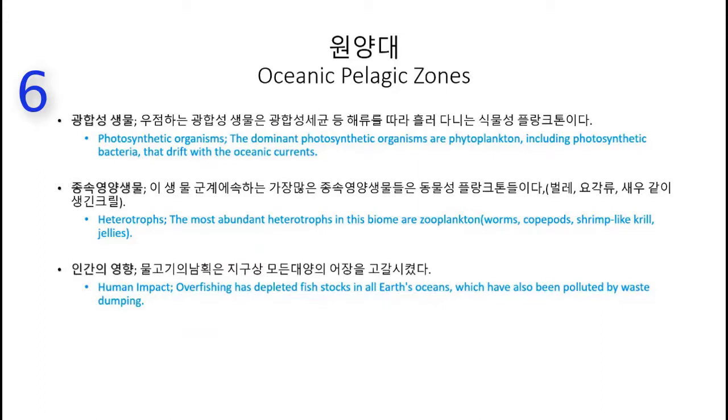Photosynthetic organisms. The dominant photosynthetic organisms are phytoplankton, including photosynthetic bacteria that drift with the ocean currents. Heterotrophs. The most abundant heterotrophs in this biome are zooplankton. These protists, worms, copepods, shrimp-like krill, jellies, and small larvae of invertebrates and fishes graze on photosynthetic plankton. Human impact. Overfishing has depleted fish stocks in all Earth's oceans. Marine life has also been harmed by pollution, ocean acidification, plastic pollution, and global warming.